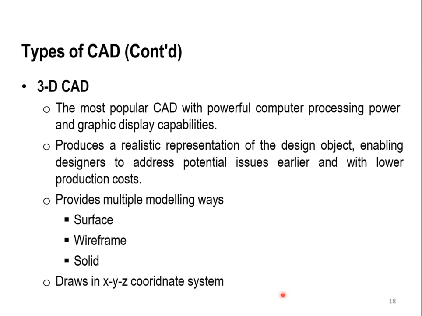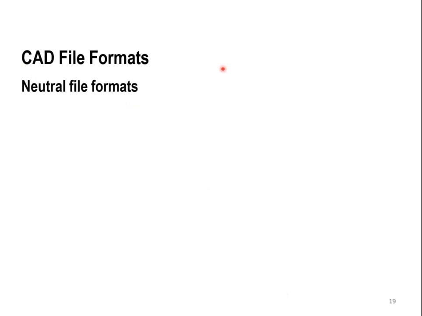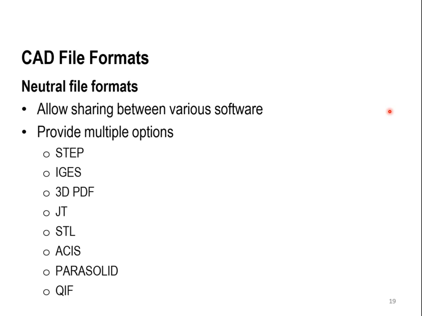Now, how can we have CAD as files? We have different file formats. The neutral file formats will allow sharing between the various software. So, for example, we can have it as one of the following files: STEP, IGES, 3D PDF, GT, STL, ACIS, Parasolid, and QIF.